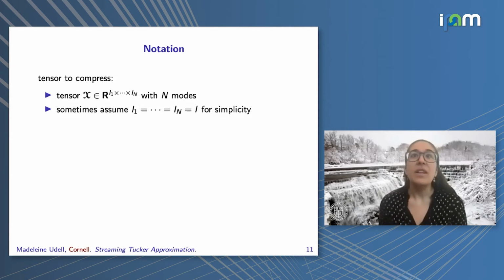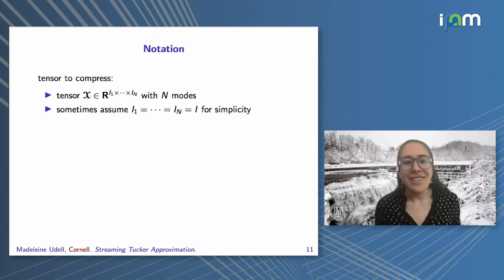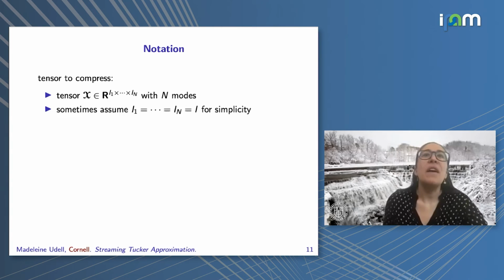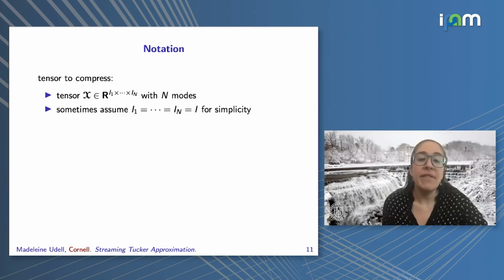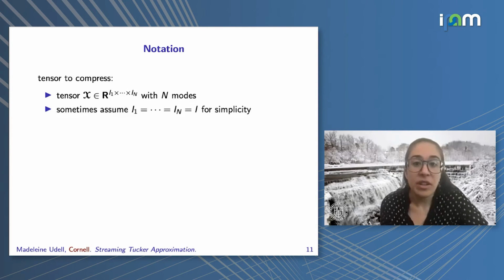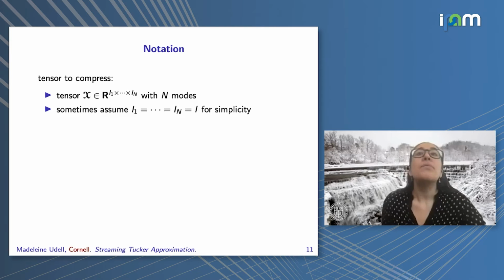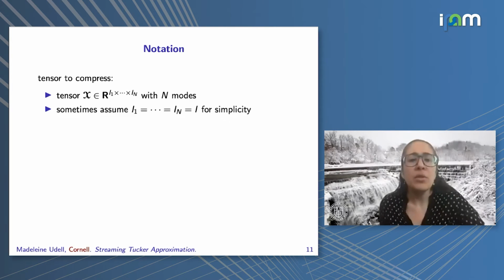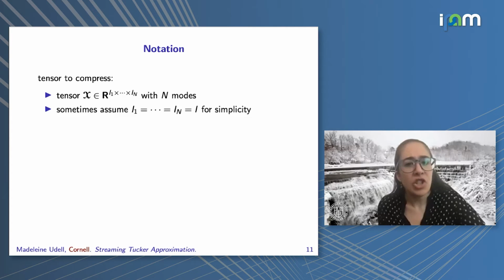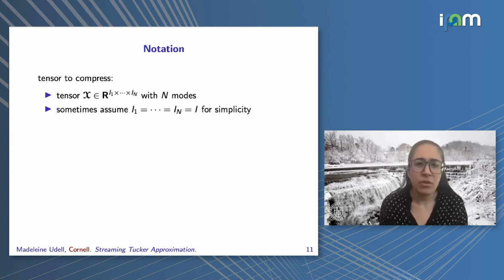Great. Okay, so now let me tell you how these algorithms work. Let's imagine my tensor to compress. Again, I'm going to call it X. It's going to have n modes. So I'm not specializing to order 3 tensors or anything like that. I'm sometimes going to assume that each of the modes has the same dimension, just for simplicity of notation, but there's no real restriction. These don't have to be square tensors.